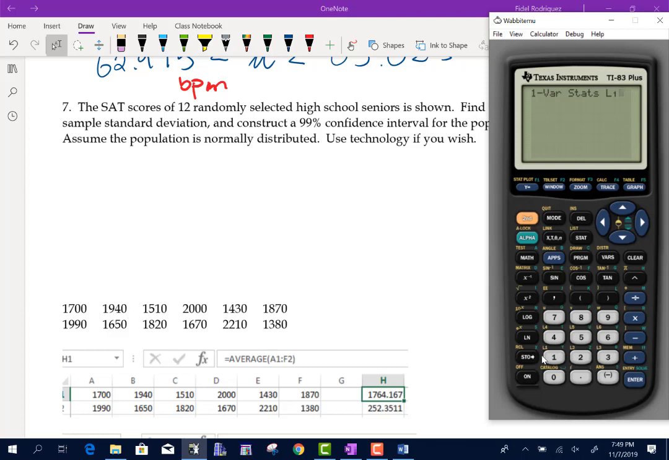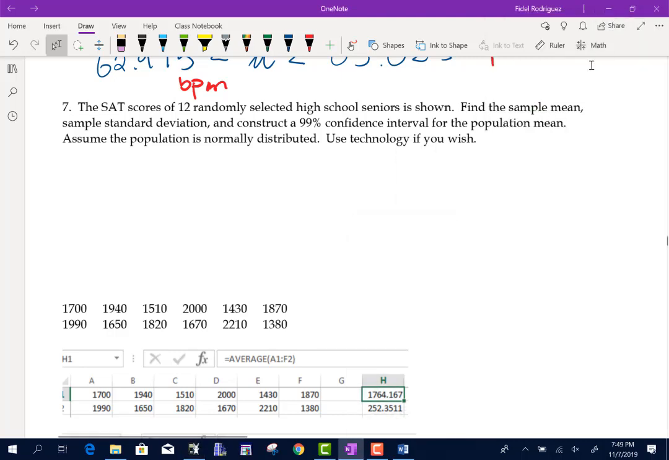So let's see, I'm going to come back over here, my one variable stats, enter. Okay, are y'all coming up with the same numbers? We're all good? Okay, so guys, let's see. The first thing I'm going to do, I'm going to just kind of minimize this for a minute because I want to make sure I know what they're asking me to do.